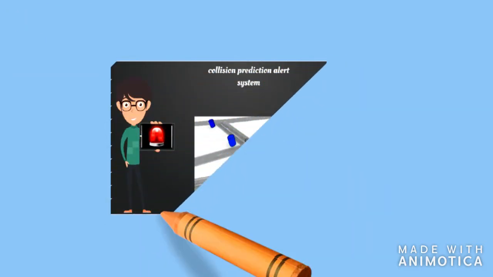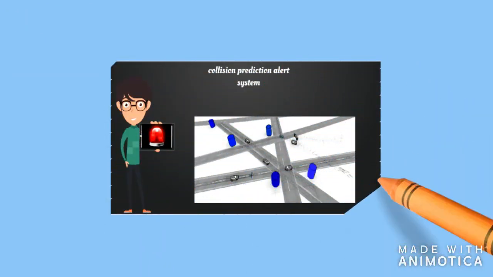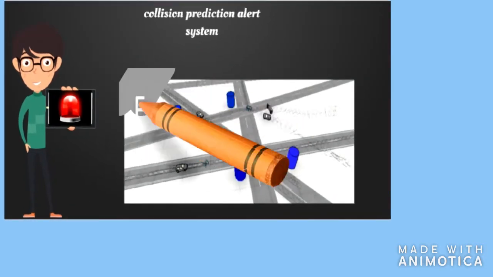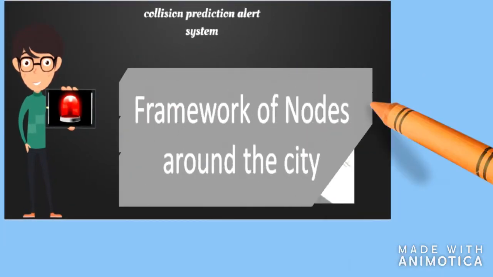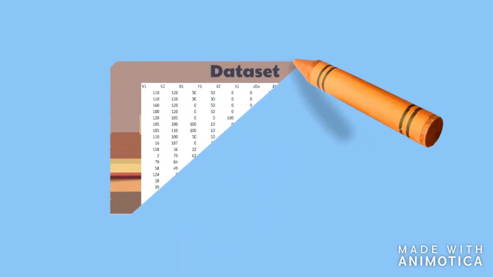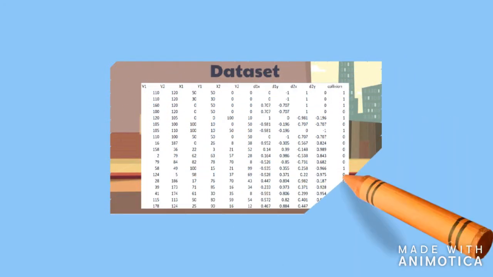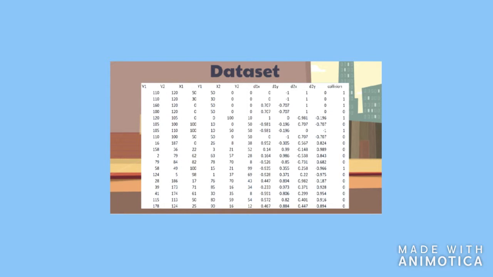Our project is concerned with prediction of collision between vehicles as shown in this picture. This is achieved using a framework of nodes. Here's the data set that we have prepared using concept of relative motion of objects.